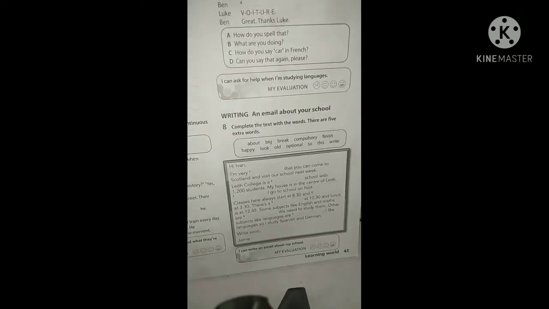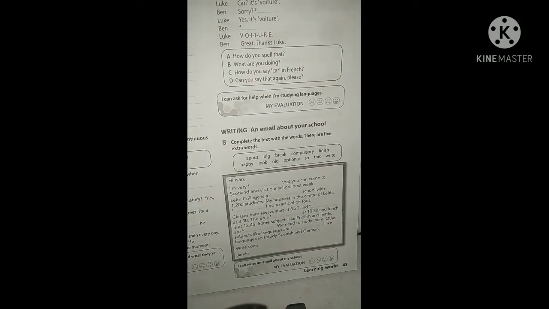Okay, let's go to the last activity, which is writing an email about your school. This one is also a bit easy because all the vocabulary is given here. So you just read through all this email content and pick which word is suitable for each blank here. Okay, so that's all for workbook page 43.